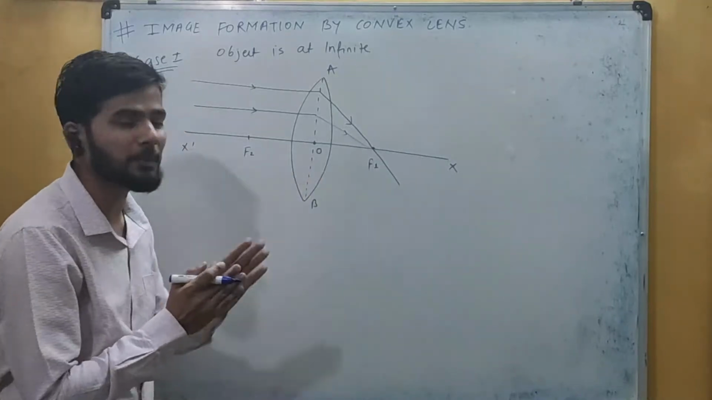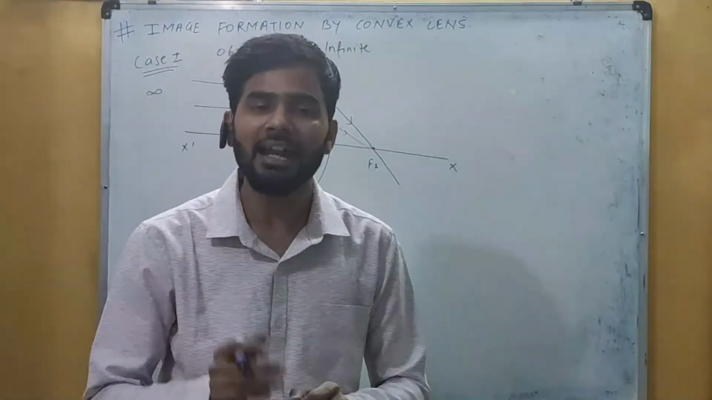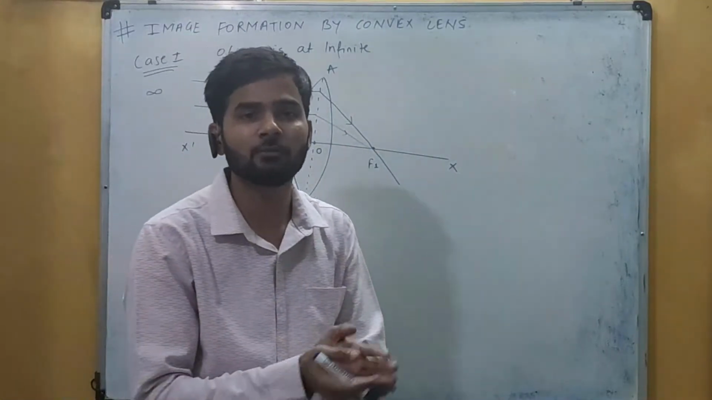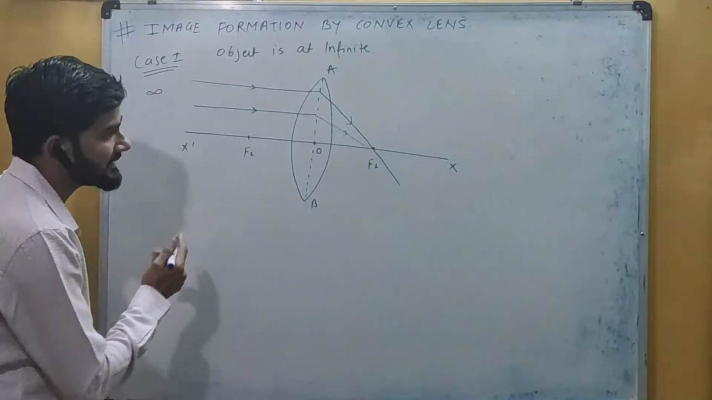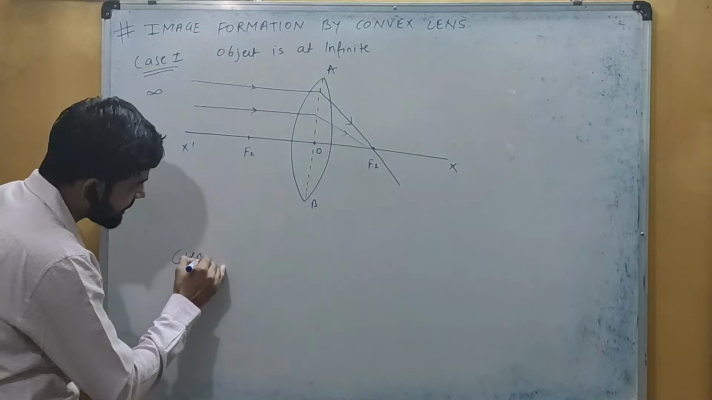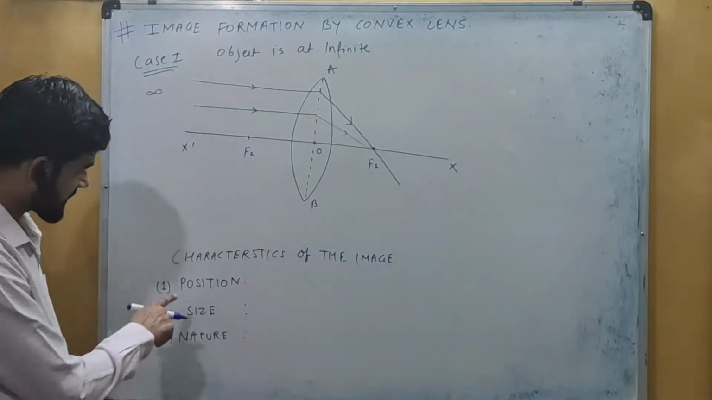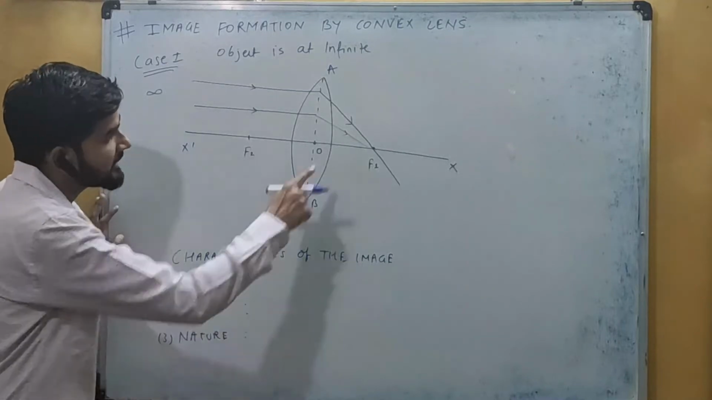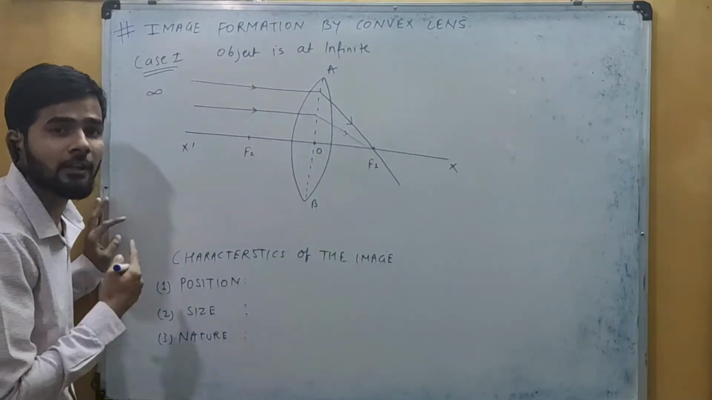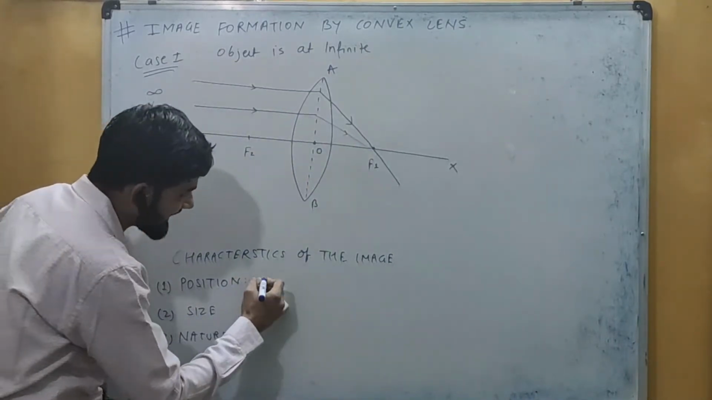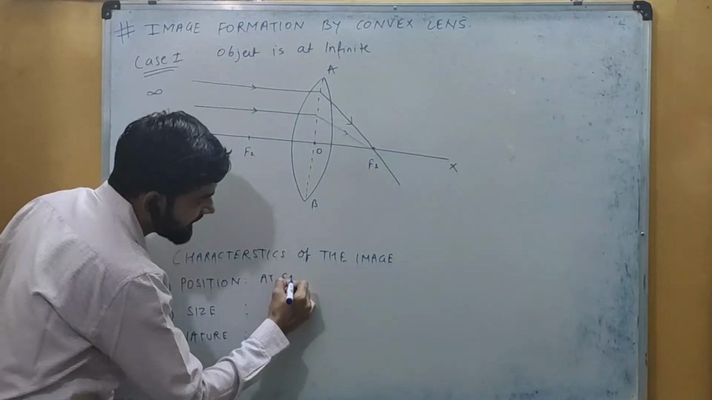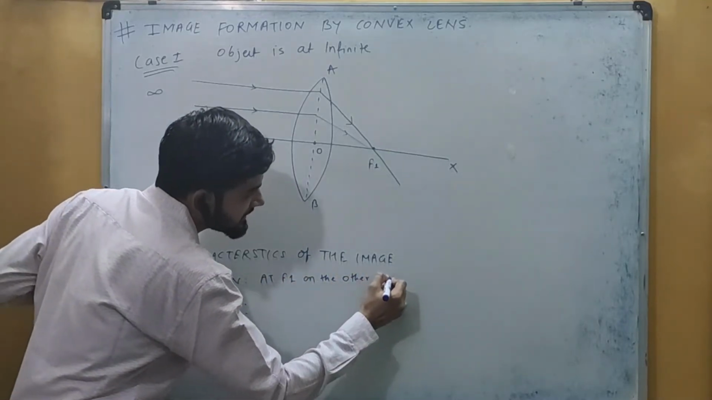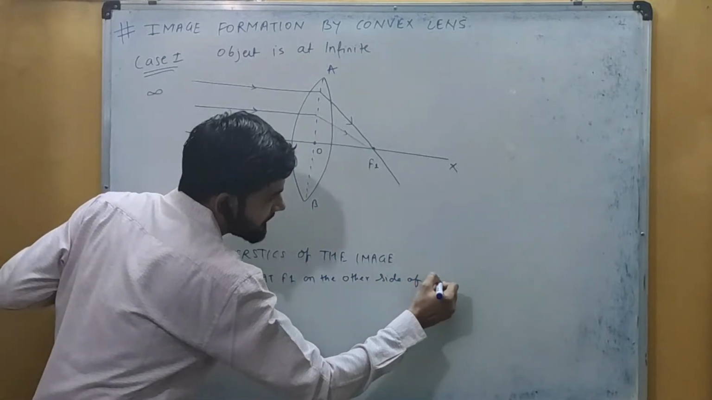That means the image formed here will be real, and a real image is always inverted. So we have to write the characteristics of the image here. Let us see the characteristics of the image formed. The first one is the position. It means where the image is being formed. In this case the image is formed at the first principal focus. So you can write at f1 on the other side of the lens.